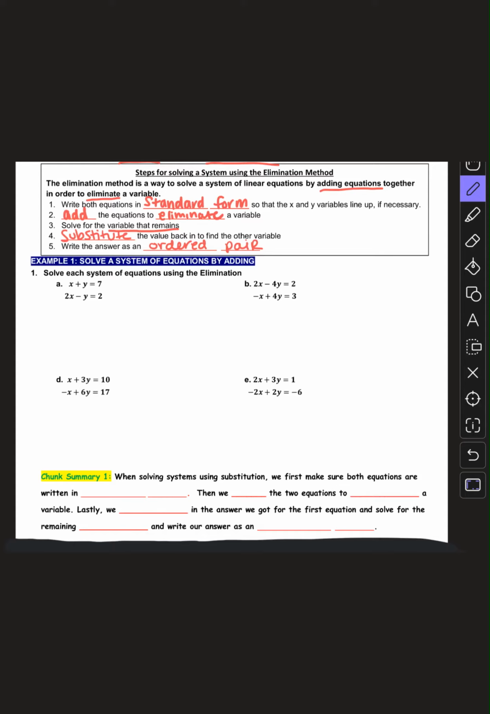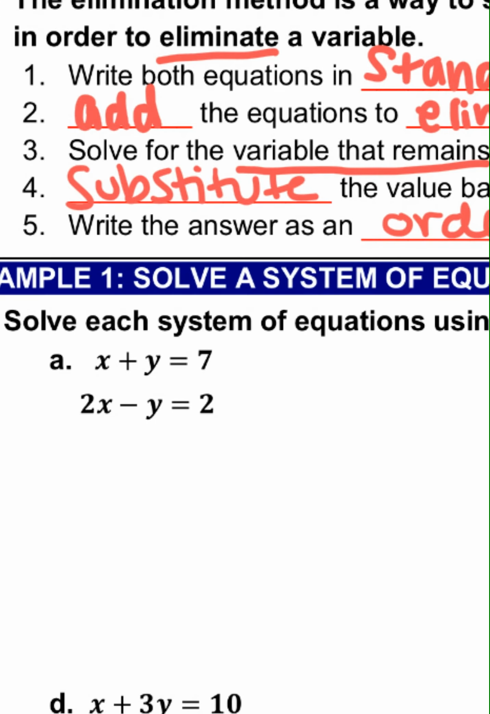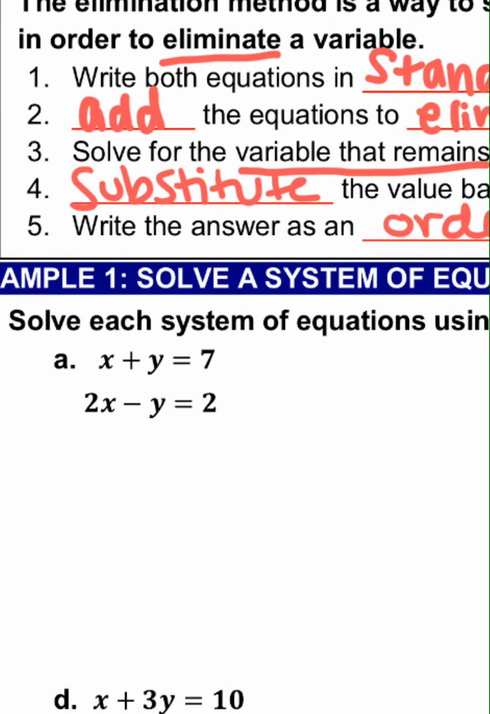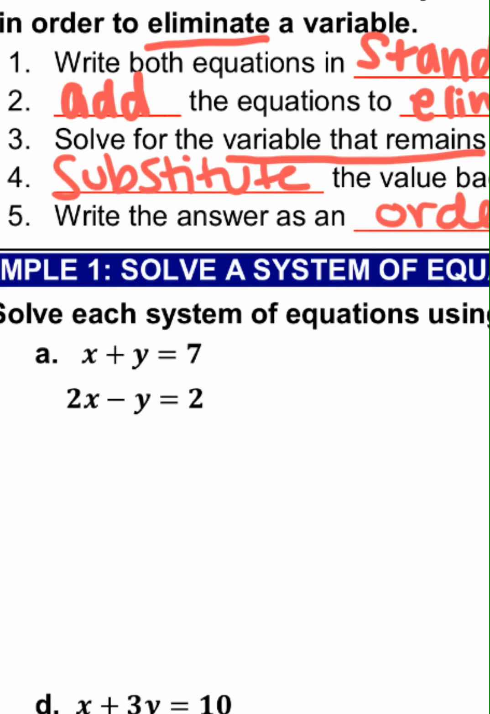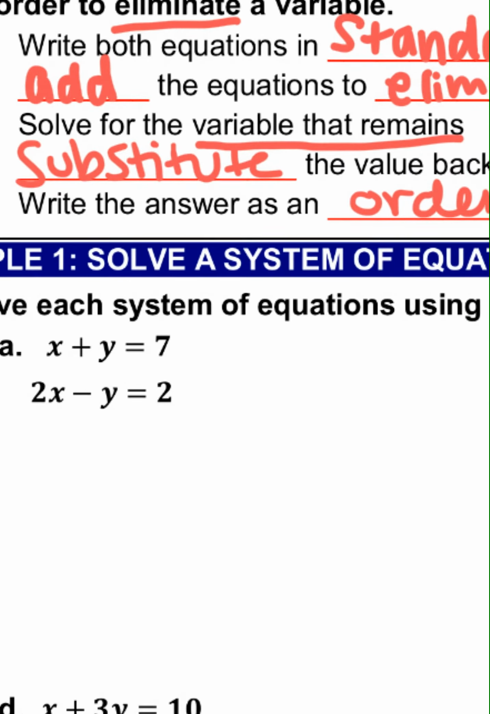Okay, so now let's get into our first example. Example 1, solve a system of equations by adding. Our directions are to solve each system of equations using the elimination method. So we're going to do 1A, and we're going to use the steps that we previously discussed in order to solve this problem. So first thing, we need to make sure that both equations are in standard form, and they sure are. Then the next step is to add the equations together to eliminate.